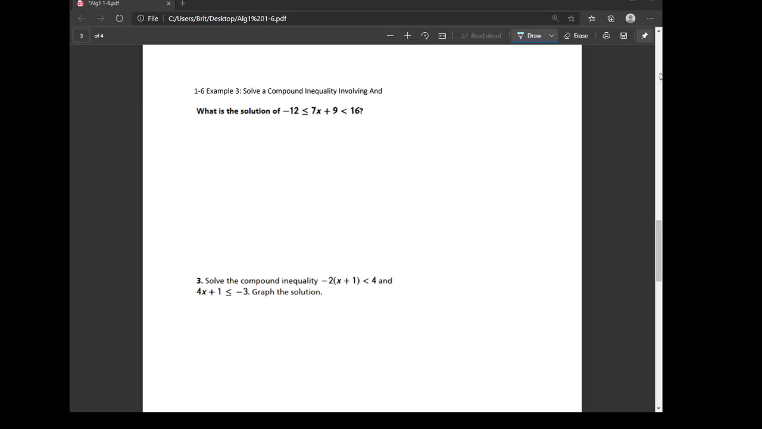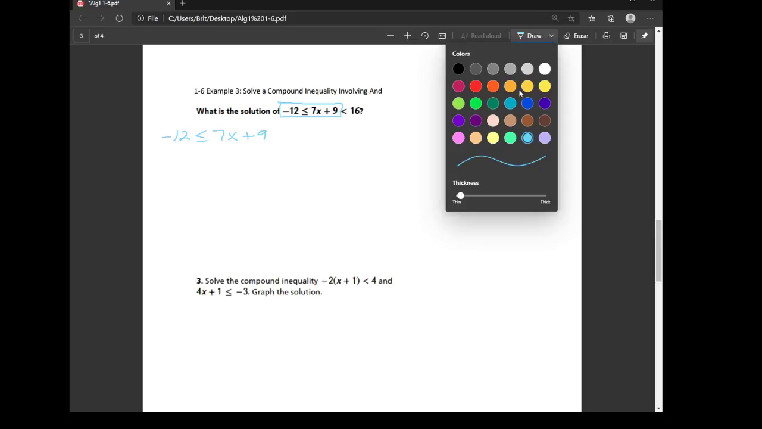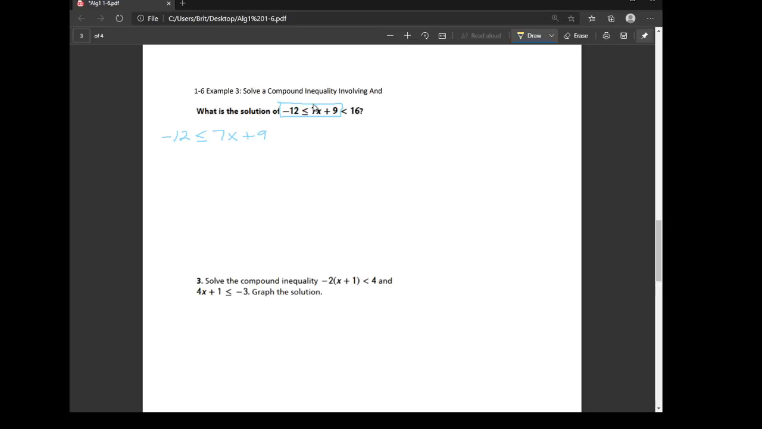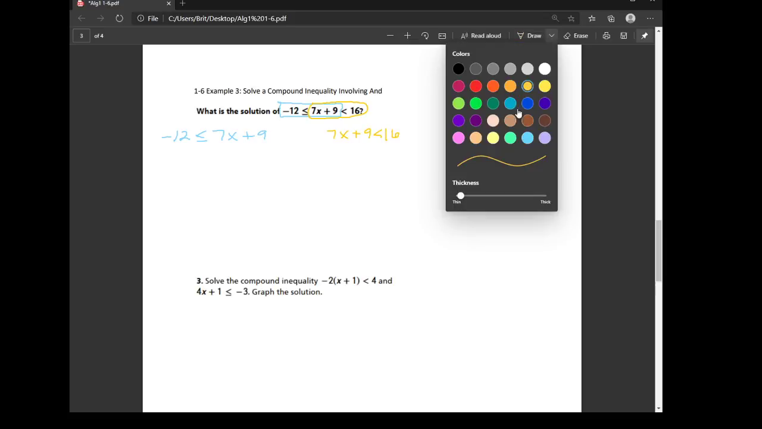A lot of times AND inequalities squish together into a single inequality when really there are two. So I'm going to break this into two inequalities. My first inequality says negative 12 is less than or equal to 7x plus 9. And my other inequality says 7x plus 9 is less than 16. We're going to simplify both of those.